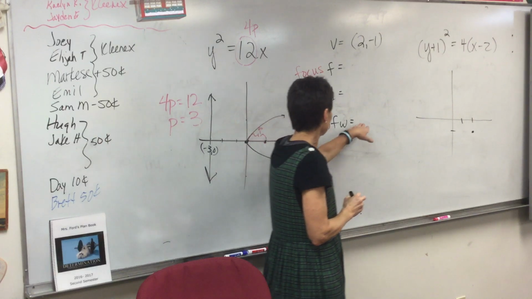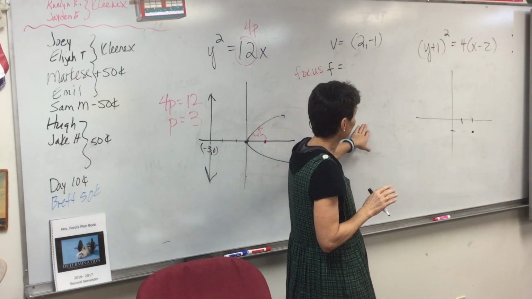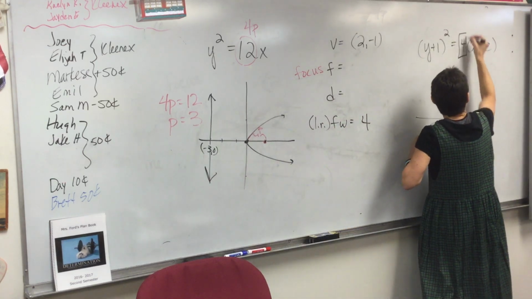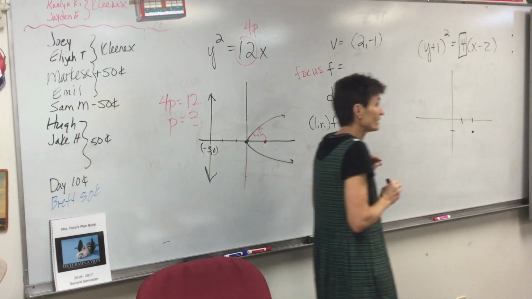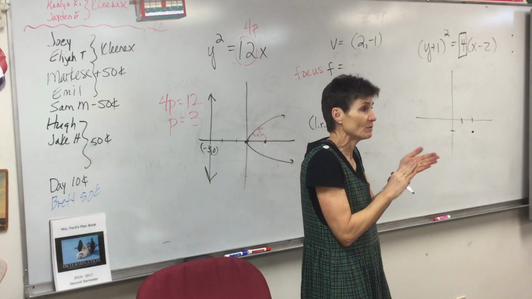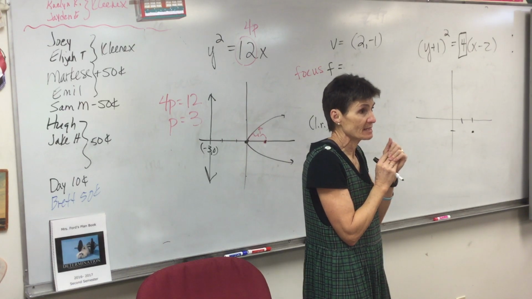Now, let's go ahead and fill this one in right now too, because I don't have to do any work to fill this one in. What's my focal width? 4. Here is the number, guys. Don't look at the numbers inside the parentheses. The ones inside the parentheses only give you your vertex. It's the number outside the parentheses that's the important one.